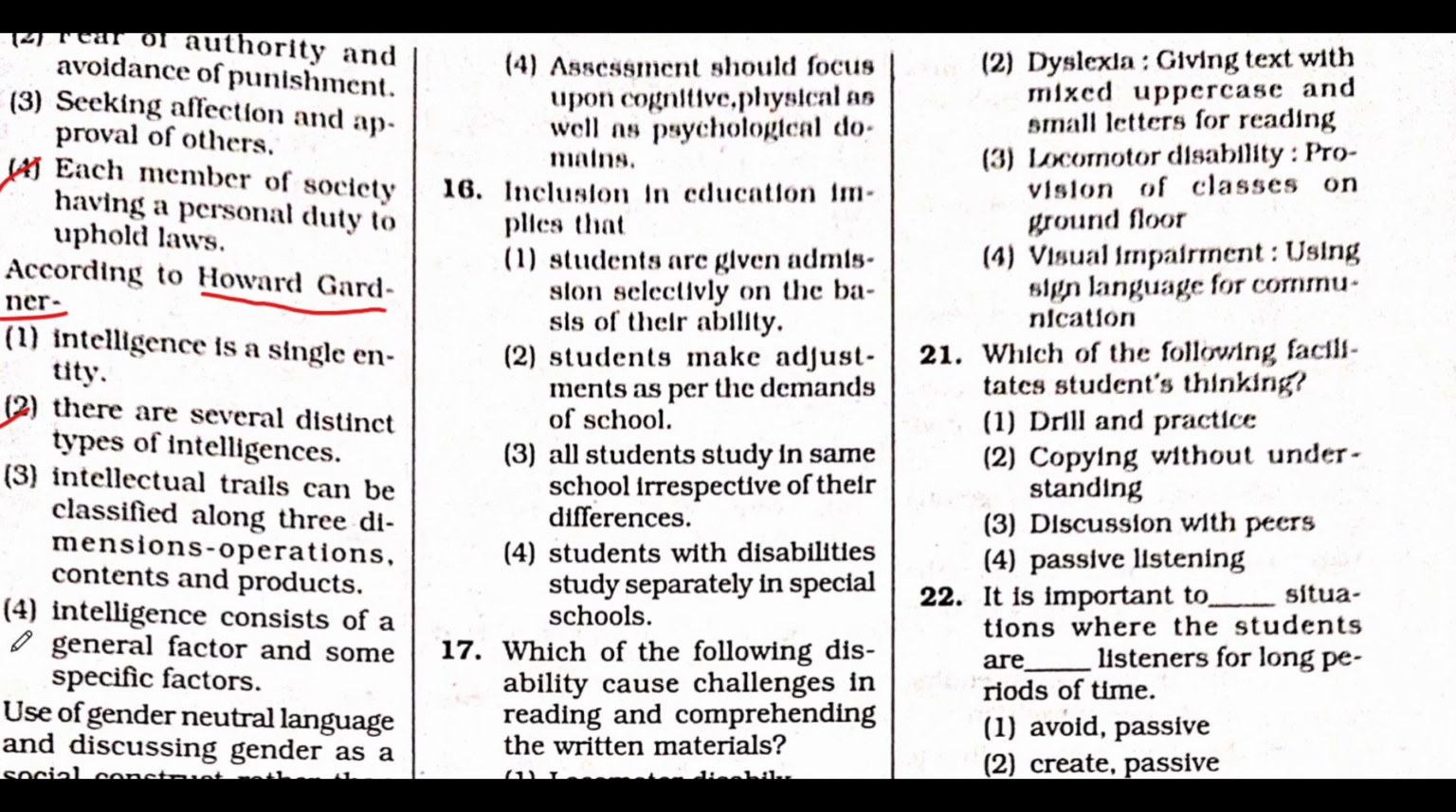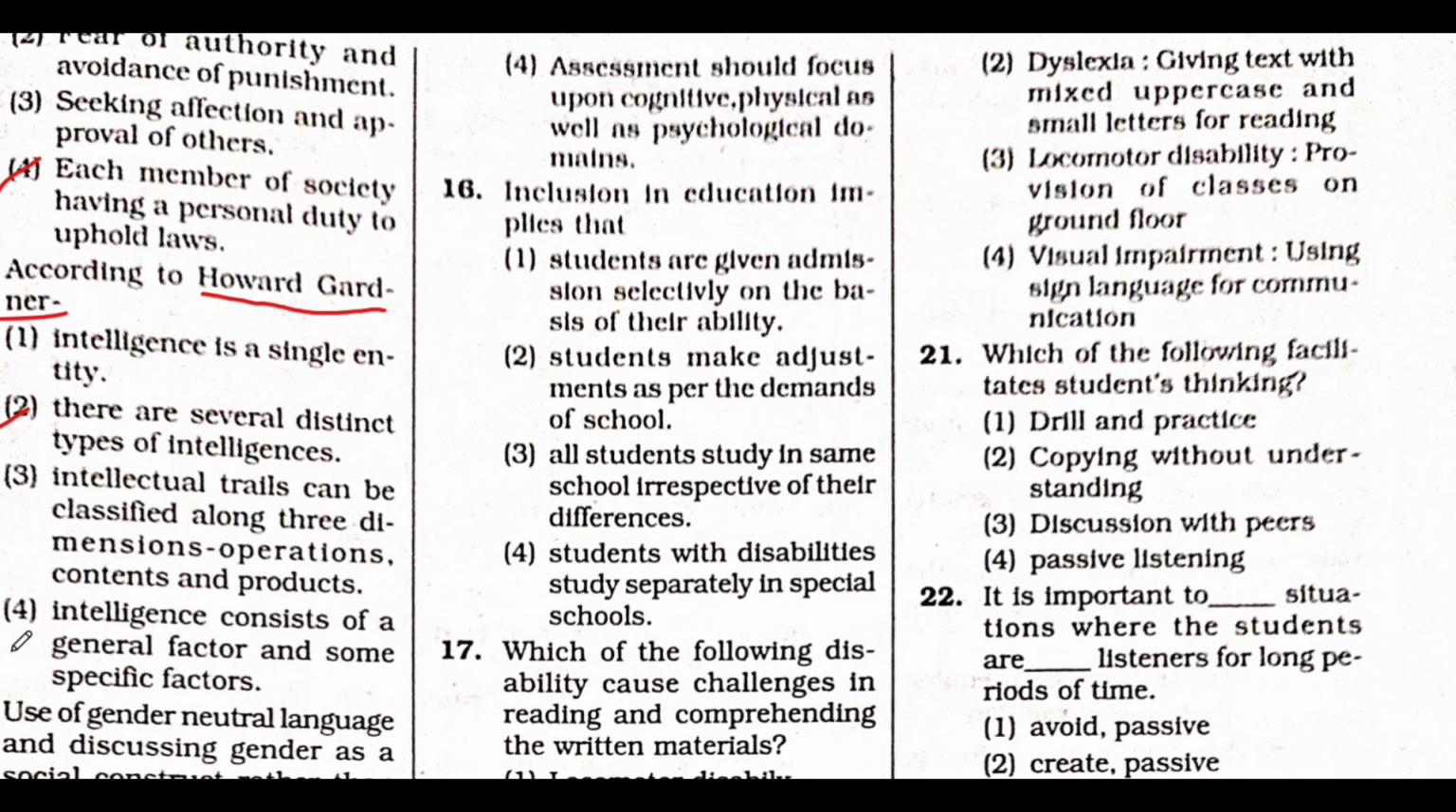Inclusion in education implies that students are given admission selectively on the basis of their abilities. Students make adjustment as per the demands of school. All students study in same school irrespective of their differences. Students with disabilities study separately in special schools. Inclusion in education implies what? Which one will you give as your correct answer here?